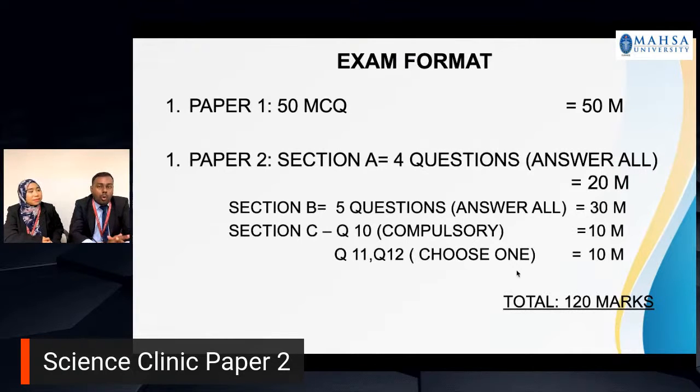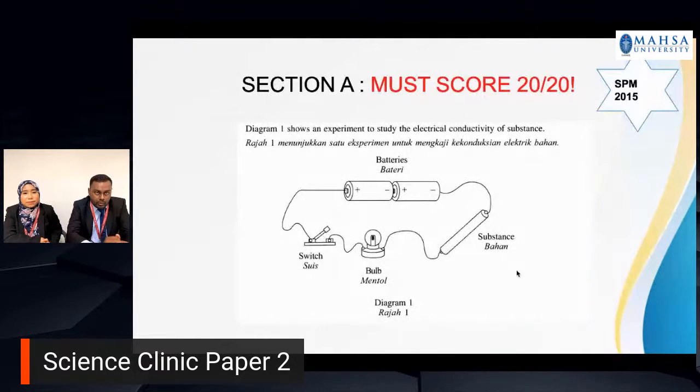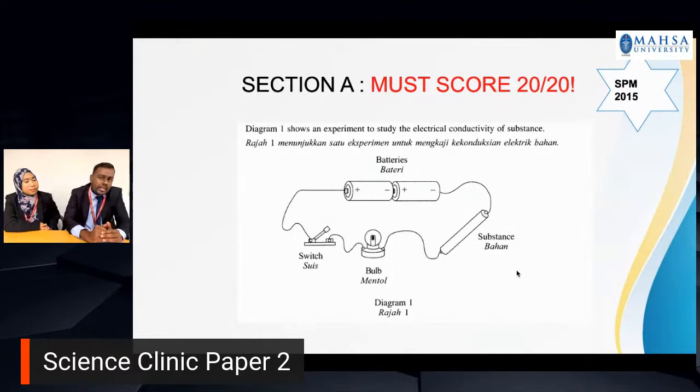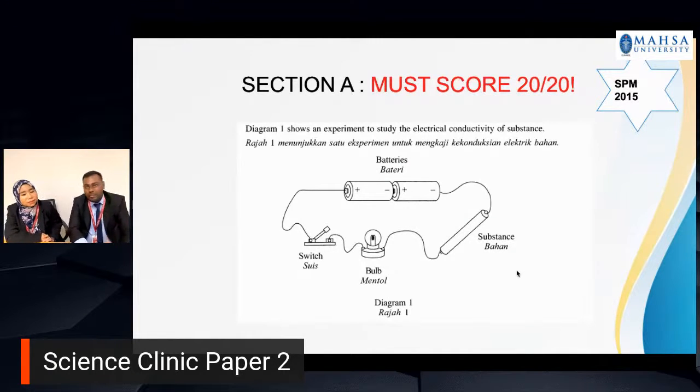Today we are going to focus particularly on section A. As I mentioned earlier, section A consists of 4 questions and each question is 5 marks, so the total is 20. In this part, students must be able to score 20 over 20 because the questions and answers, everything, are in your question booklet. Remember, when you go to your examination hall, you're only going to have your question booklet. So utilize it properly and maximally to get the marks. Without further ado, let's move on with the first question.